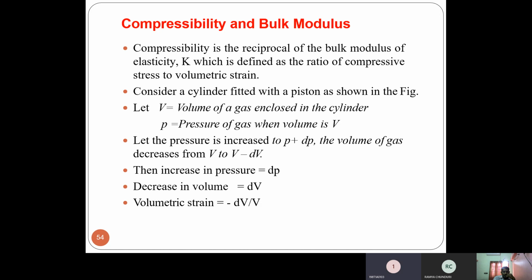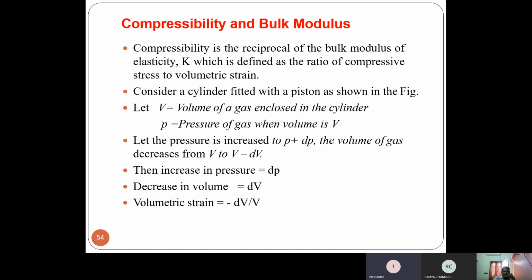So what is the increase in pressure? Increase in pressure is equal to final pressure minus initial pressure. The final pressure is P plus dP, and the initial pressure is P. So P plus dP minus P; plus P and minus P get cancelled. The increase in pressure is dP.